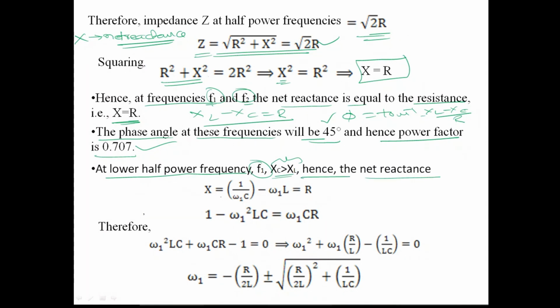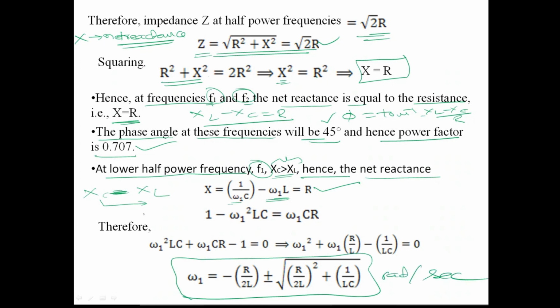Hence, the net reactance becomes Xc minus XL. So the net reactance before resonance frequency must be Xc minus XL. What is Xc? We have defined it as 1 by omega C, and XL as omega L. So if you equate that to R and simplify the equation, you will get the expression for the lower half power frequency in radians per second like this.